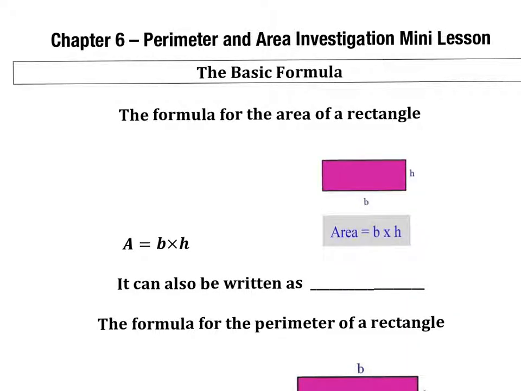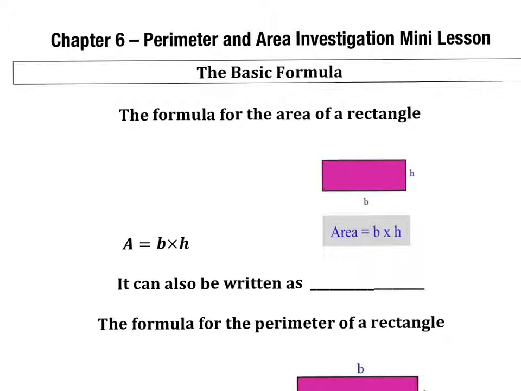Hi everyone, today we're talking about the perimeter and the area of a rectangle. Now since this is your very first lesson on area and perimeter, I'm just going to go over some basics to begin with. The first thing is area is what's inside of a 2D object.